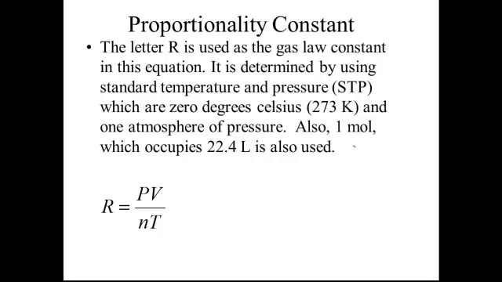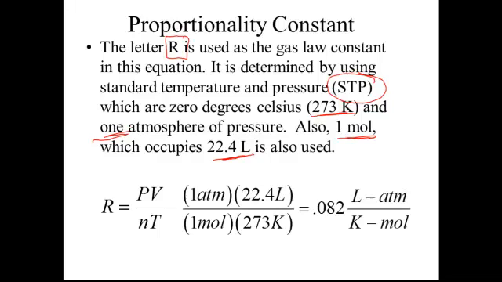First of all, we have to give it a letter. So the letter that they give it is the letter R. So you've got pressure and volume on top. You've got N and T on the bottom. And what we're going to try to solve for is this letter R. The way that we determine this constant, this letter R, is by using the standard temperature and pressure, which is 273 Kelvin, 1 atmosphere of pressure. And also we know that 1 mole occupies 22.4 liters.